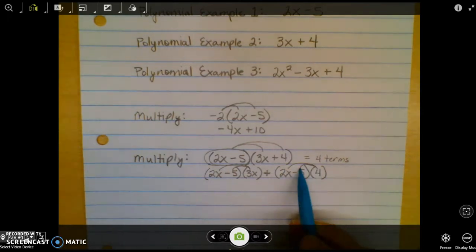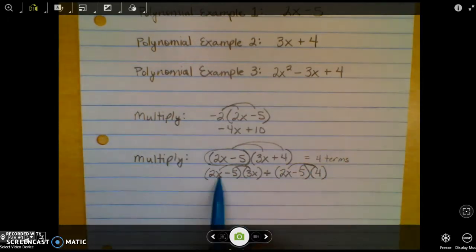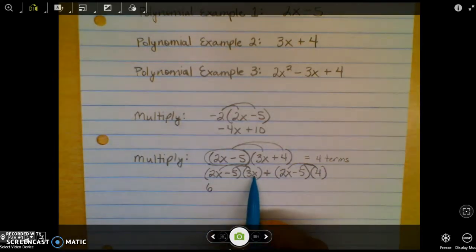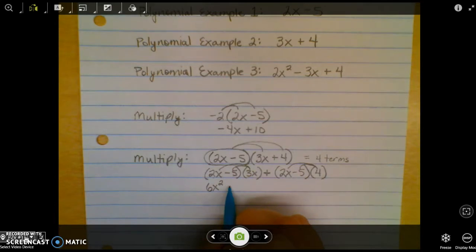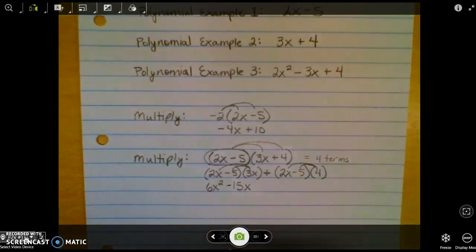So 3x times 2x, the coefficients give me 6, and then according to my exponent rules, x times x gives me x to the second. Then I have 3x times negative 5. 3 times negative 5 is negative 15, and I have no exponents to add, so that's an x to the first.